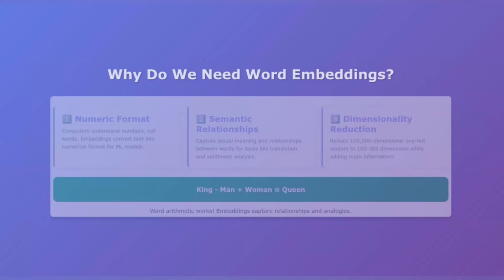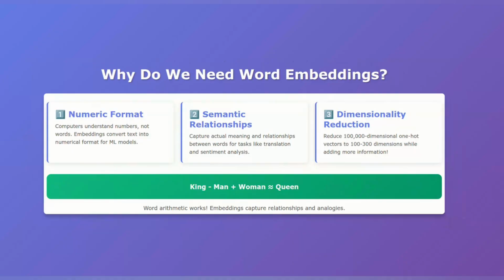Now, you might be asking, why do we actually need these embeddings? What problems do they solve? Let me give you 3 critical reasons. Number 1, numeric format. Computers don't understand words. They understand numbers. Word embeddings convert text into a numerical format that machine learning models can actually process and learn from. Number 2, semantic relationships. Embeddings capture the actual meaning of words and the relationships between them. This is crucial for tasks like translation, sentiment analysis, and chatbots.